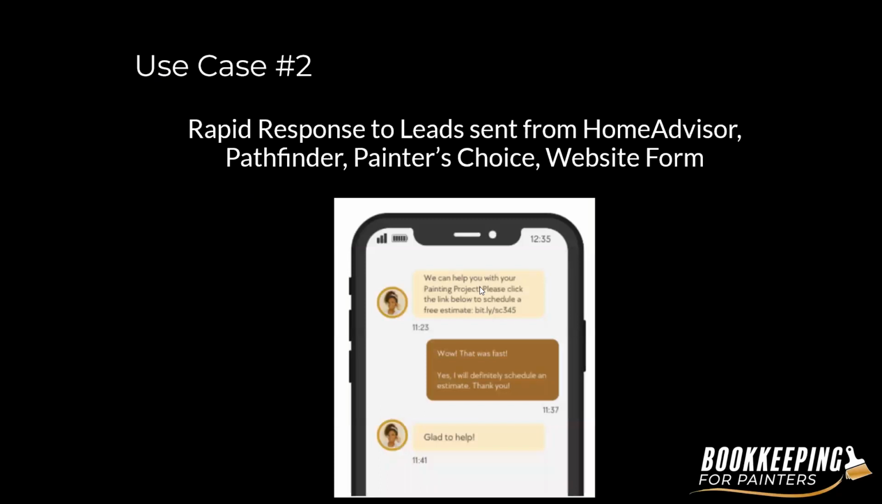Use case number 2 is a rapid response to leads. If you have any lead sources, like Home Advisor, Pathfinder, Painter's Choice website form, and a lead comes in inbound, you could set up an automation to reach out to them, text them, like, hey, you can schedule an estimate here. Do you have any questions? And if they have questions, then you would push those questions to the AI assistant, to field questions using the knowledge base from your website, for example. So that's another use case you can do.